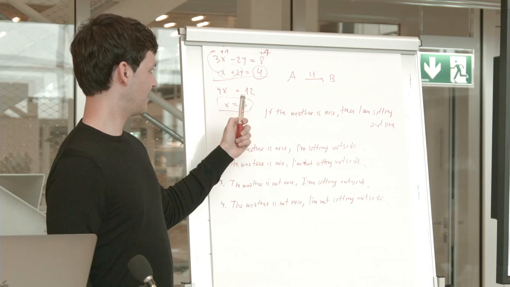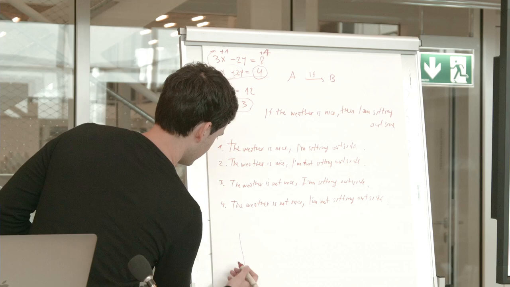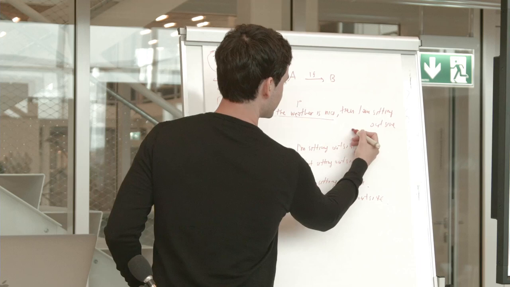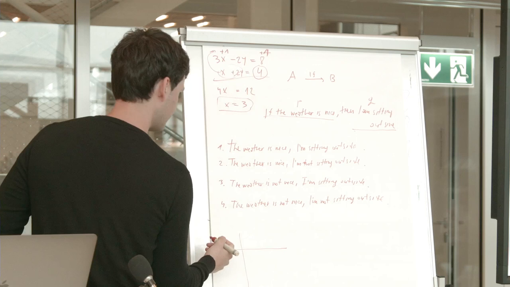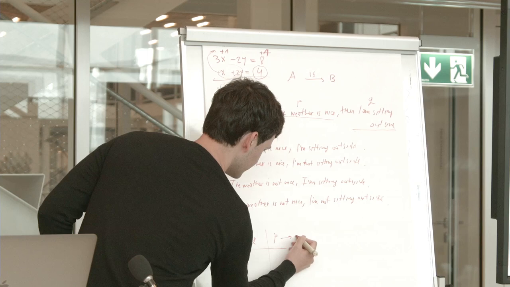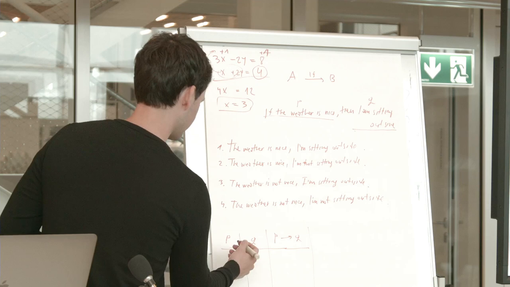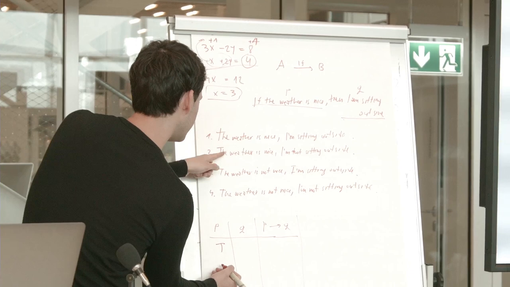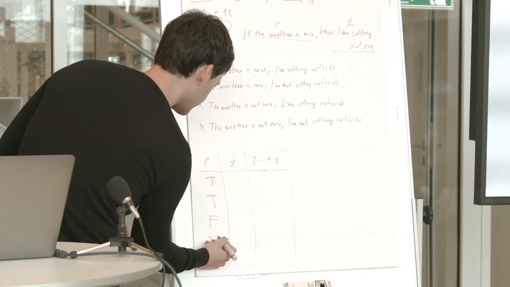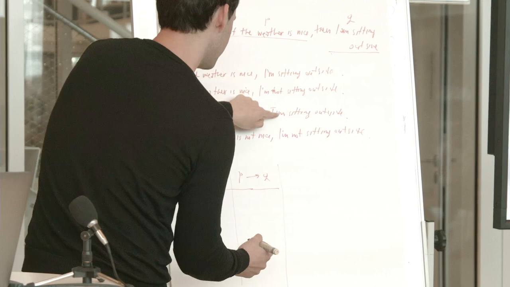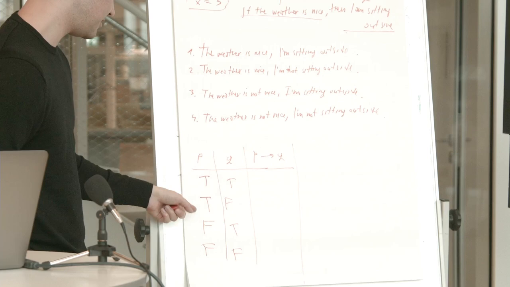I'm coming to you and I'm saying to you, let's call this P, let's call this Q, yeah? P implies Q. These are the logical realities. So, first one, the weather is nice. It's true. The weather is nice, true. The weather is not nice, false. The weather is not nice, false. Second one, I'm sitting outside, true. I'm not sitting outside, false. I'm sitting outside, true. I am not sitting outside, false. It's good, we have all possible combinations. T, T, T, F, F, T, F, F.